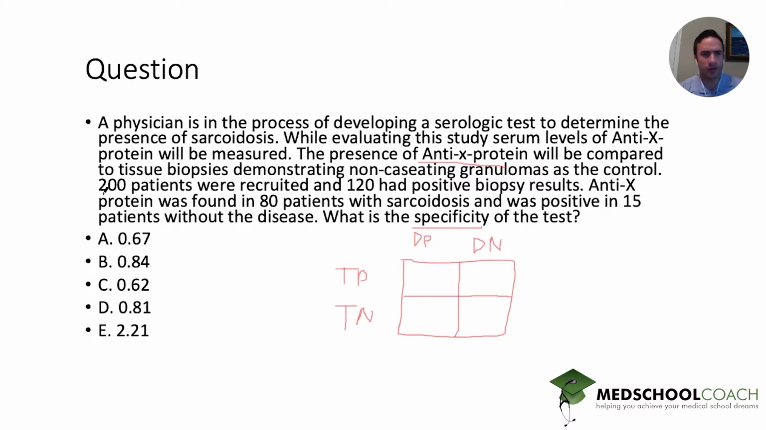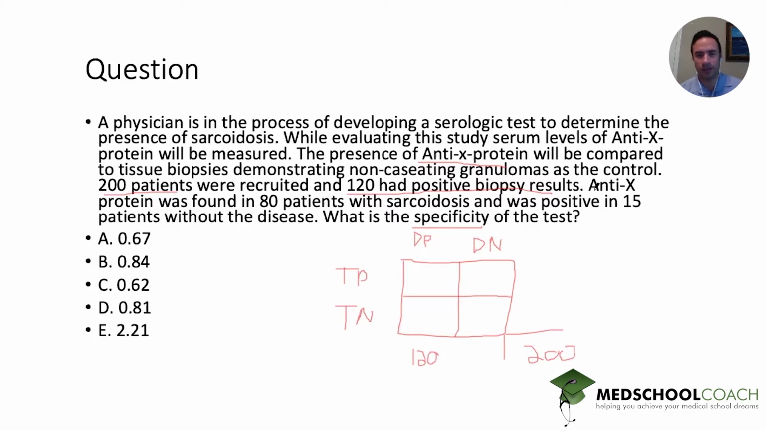So first of all, we had a total of 200 patients recruited. So we know that the sum of all of the patients is going to be 200. And 120 had positive biopsy results. So that's 120 patients who have the disease. So we're going to go to the disease positive column, and we'll know that the sum of this column is going to be 120.